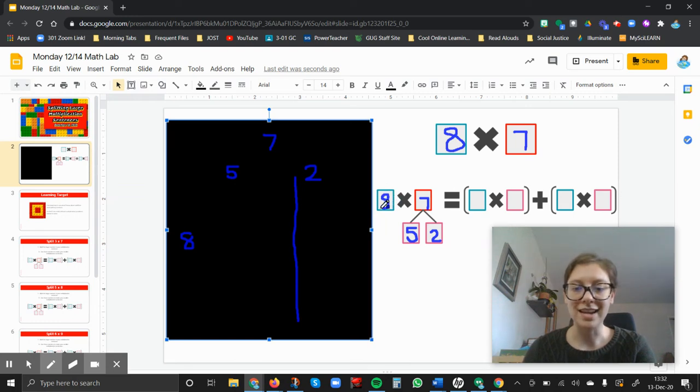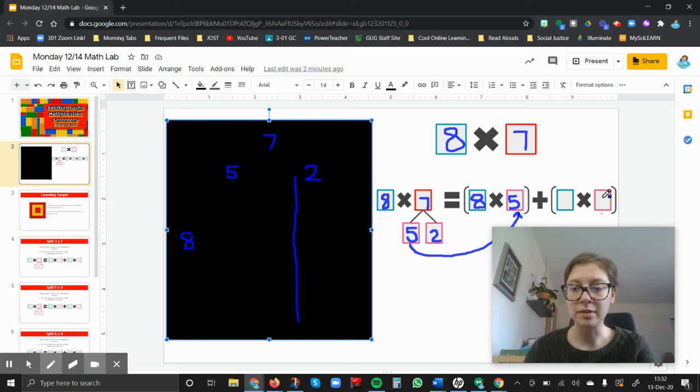So I'm going to say 8 times 5. That's going to be my first number sentence. Because remember, my rows stay the same. But here, instead of writing 7, I'm going to write the first number that I split 7 into.